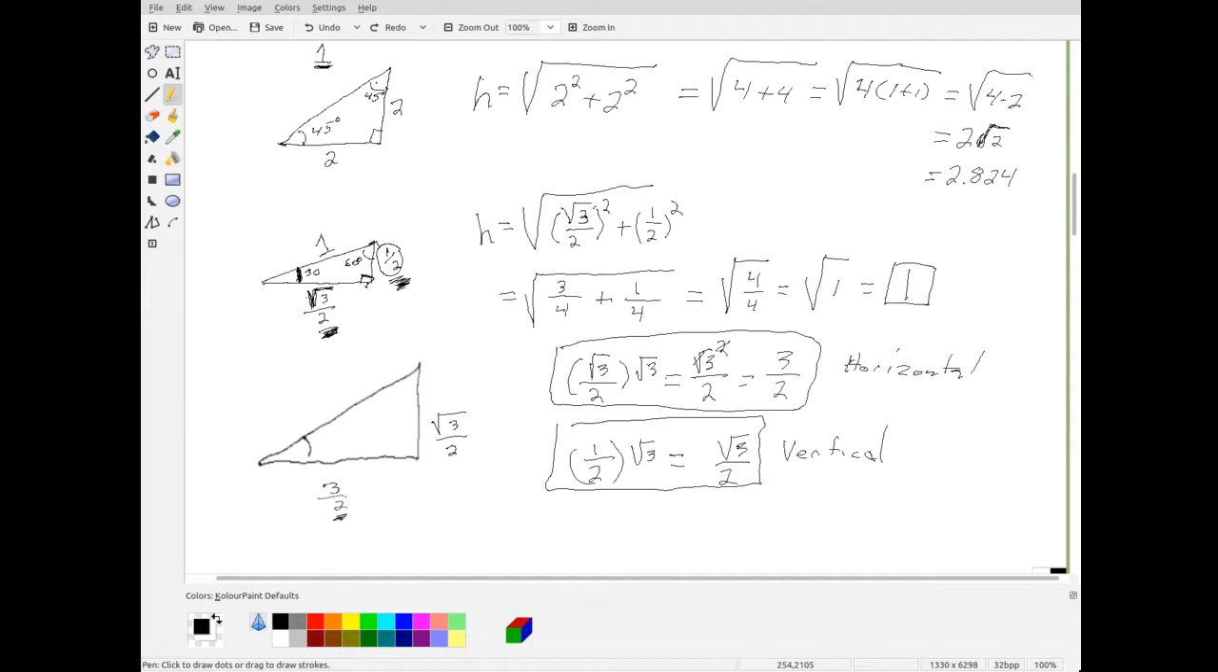Take a look at your last answer. It was 30 degrees here. When you scale both sides of a triangle, all you did was make the triangle longer. You didn't change the angle. So this angle is still 30 degrees.